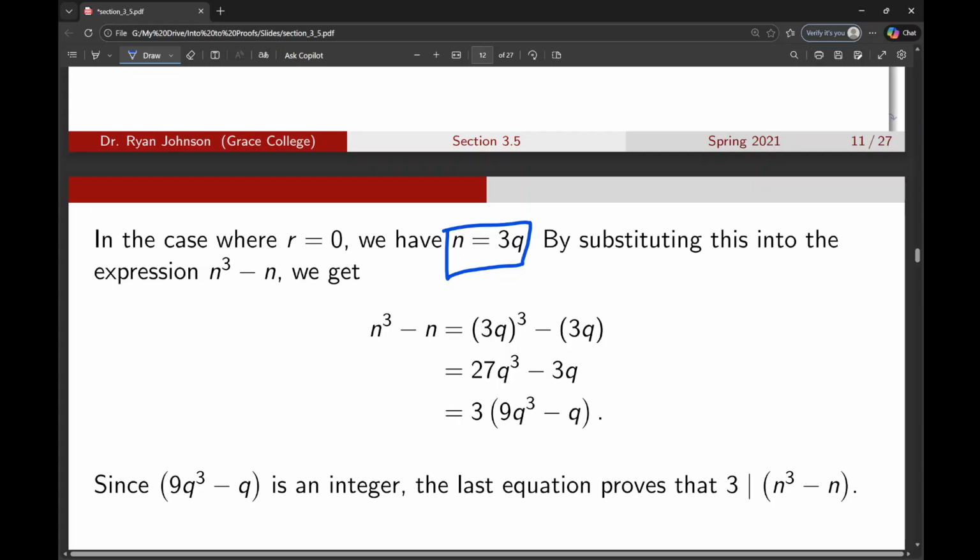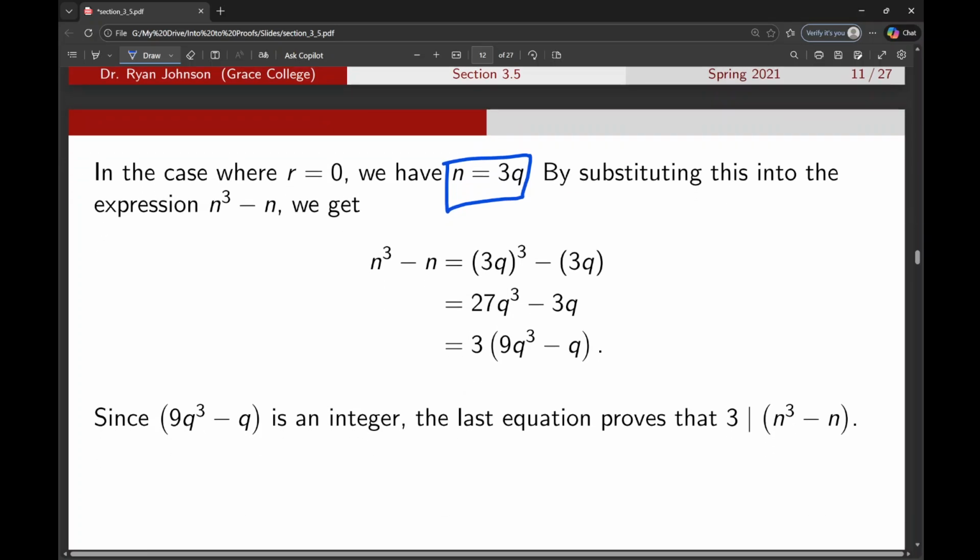Okay, so by substituting this into the expression, we get... The kind of tricky one is the substitution, and from there it's just high school algebra, right? So by substituting, n's become 3q's, we then expand and then factor, and we get the 3 out there. And so, hey, this is an integer, so that means 3 divides n cubed minus n in that case, right?